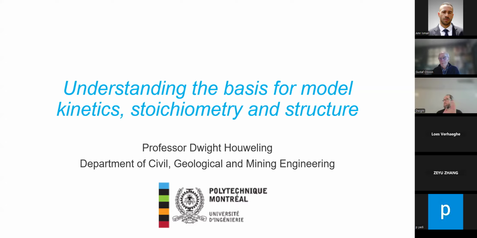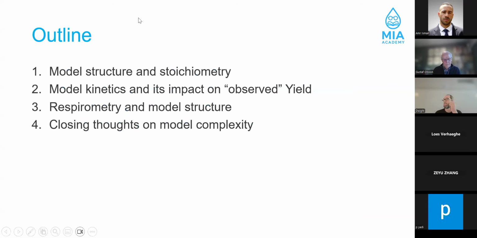So I want to sort of follow up on some of the topics Gustaf brought up by looking a little bit more in detail at the model kinetics, stoichiometry, and structure. So for that, the outline, I'll talk about where model structure comes from. So that matrix that Gustaf showed, how do we choose the number of rows and columns that go into there, and also the stoichiometry. And then from there, a little bit about model kinetics and its impact on observed yield.